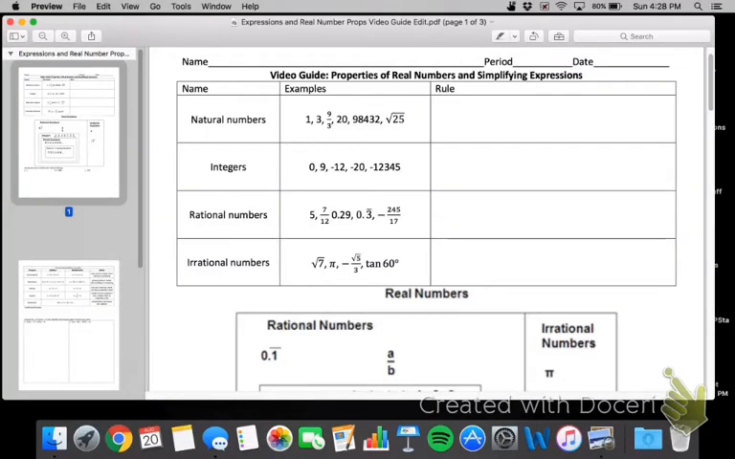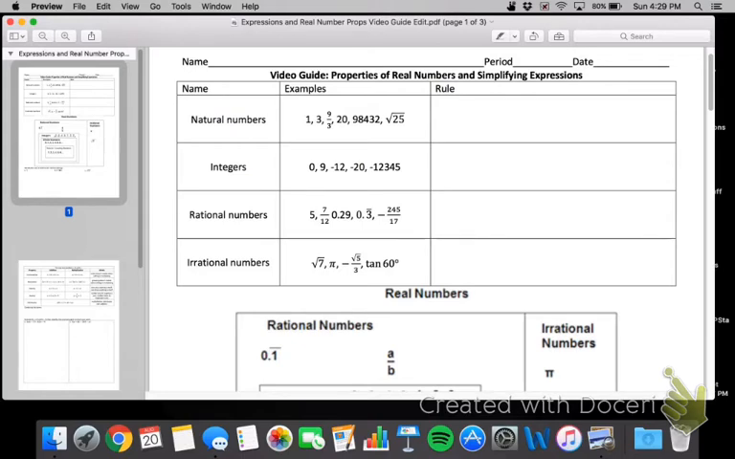Alright, so we're going to cover some properties of real numbers and then simplifying expressions. Before we start, let's talk about what real numbers are. Real numbers are all of the numbers that we deal with in this course, at least for a while. And there are different, what we call subsets, of real numbers.